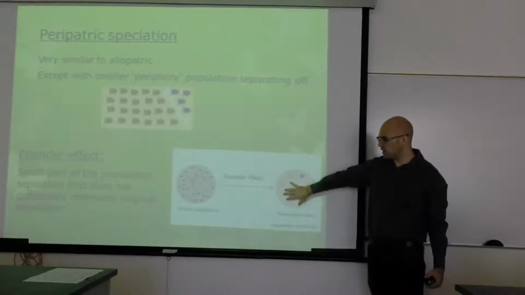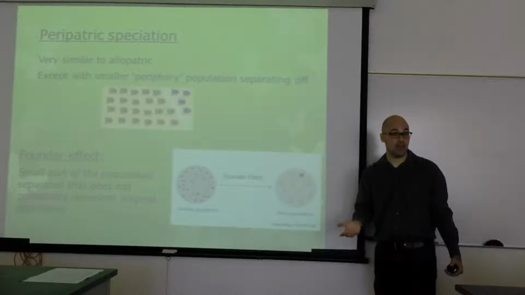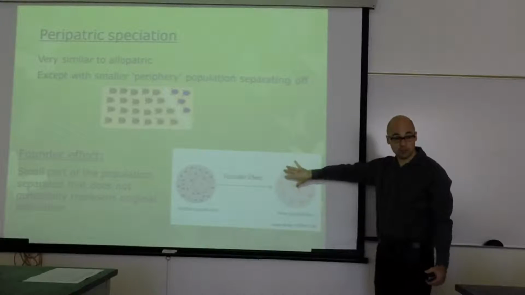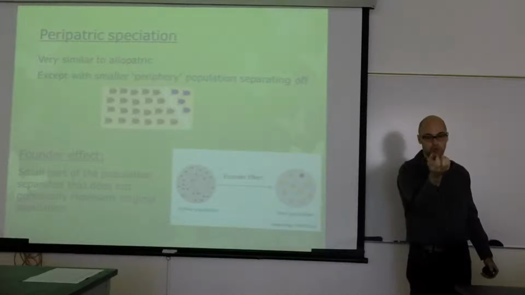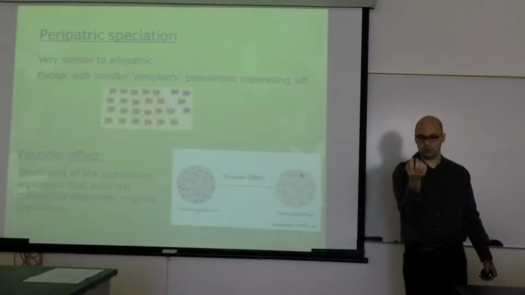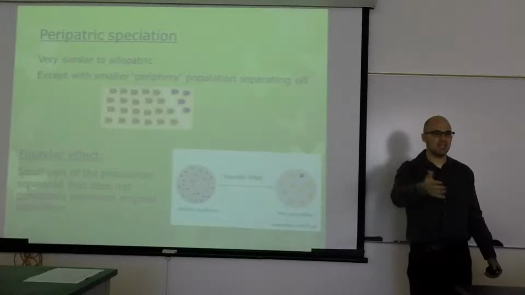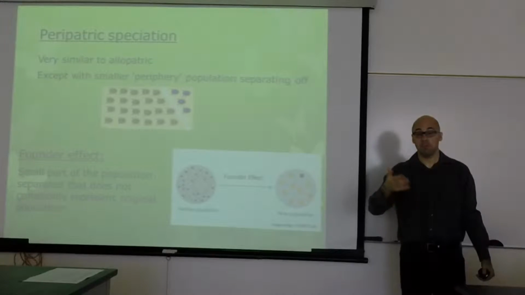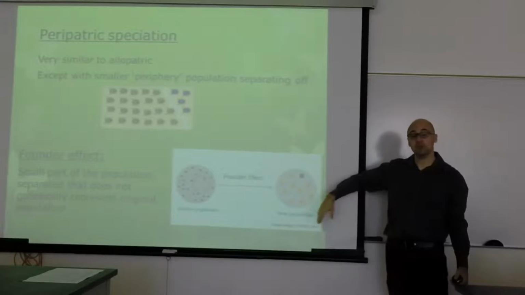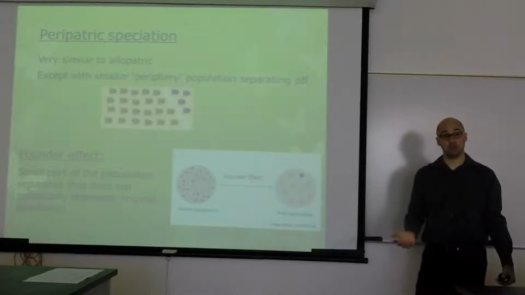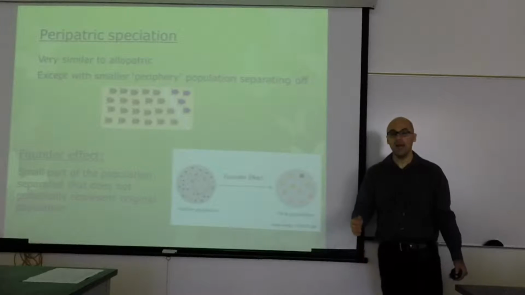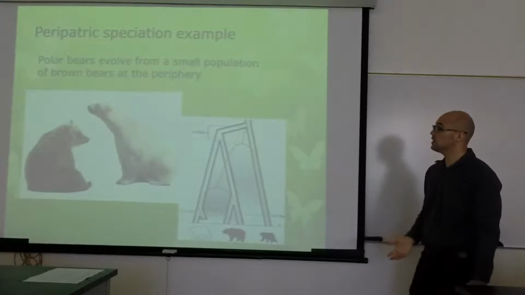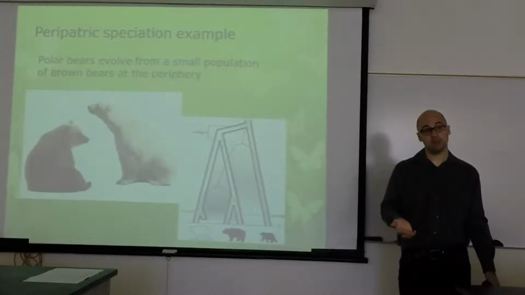Now the founder effect can happen, it doesn't always happen when peripatric speciation occurs. It could be that you reach in your hand of M&Ms, you get a ratio of colors that kind of represents the original population. But what can happen is you get a small population that does not accurately represent the population as a whole. So an example of this is the evolution of polar bears.